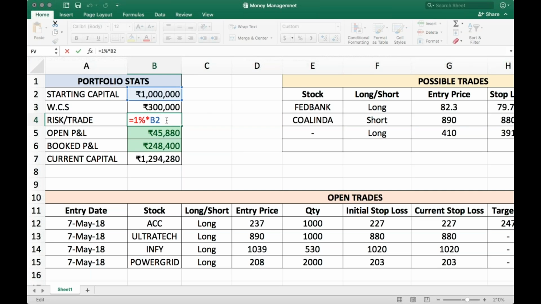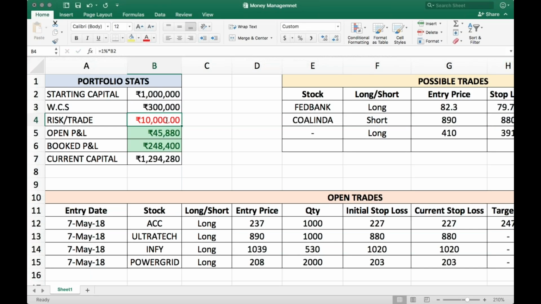If you think 10,000 is too less, you increase 1% to 1.25 or 1.5 or 1.75. Never use more than 2 and never use less than 0.5. If you use 0.5, you will be risking too little. If you're risking more than 2, you will be risking a little on the higher side. A good starting point is 1% of my capital. Is that okay?